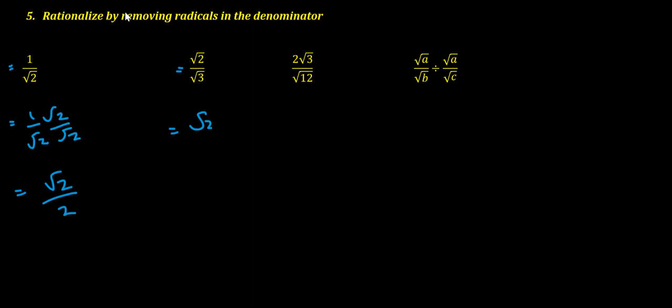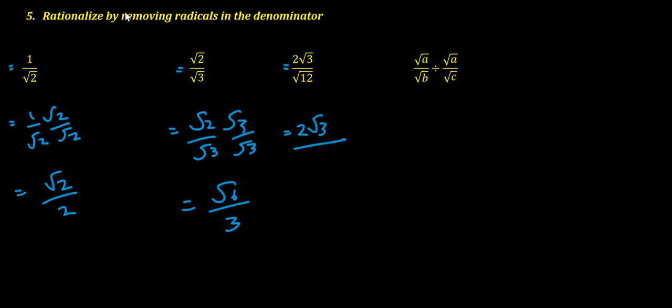The same for this one. We multiply numerator and denominator by root 3 to get root 6 over 3. We can simplify first here. 2 root 3 over root 4 root 3, which gives 2 root 3 over 2 root 3, and that simplifies to 1. So not really a rationalising question, more a simplification question.